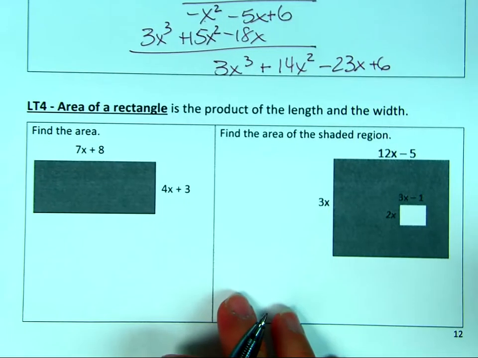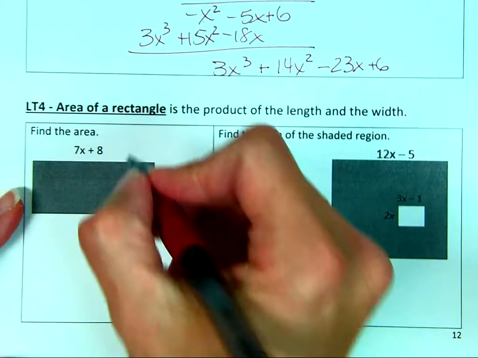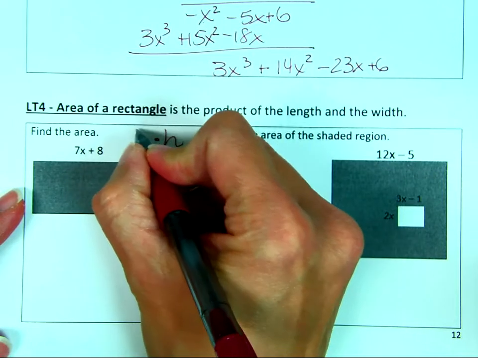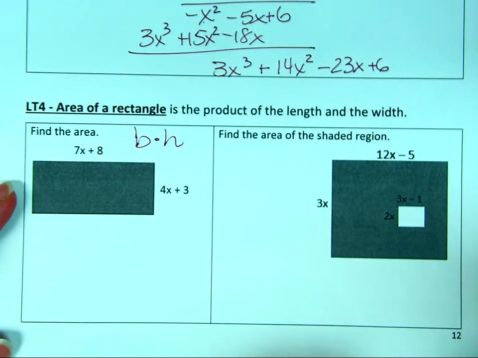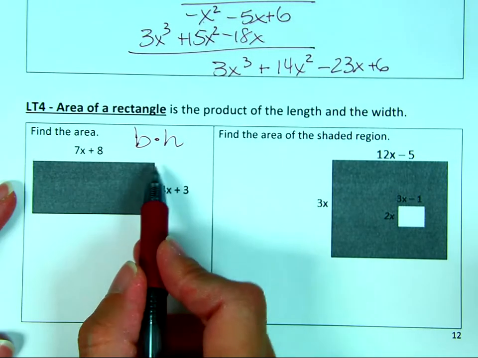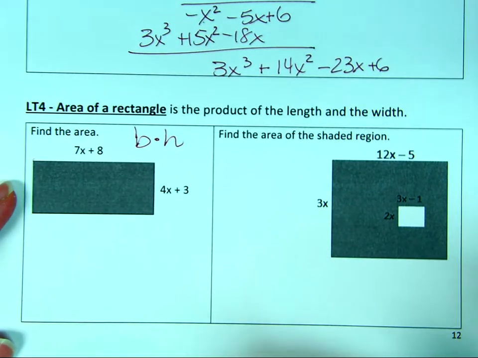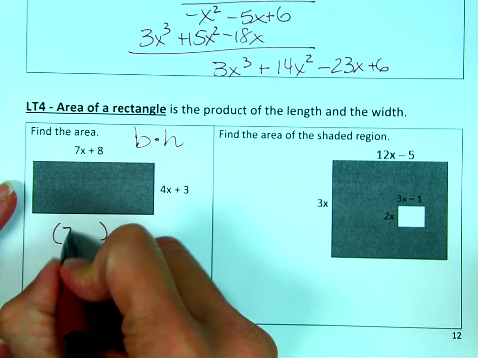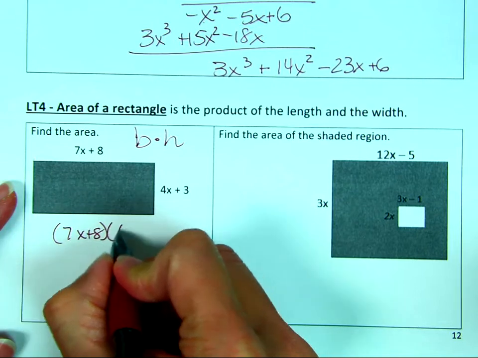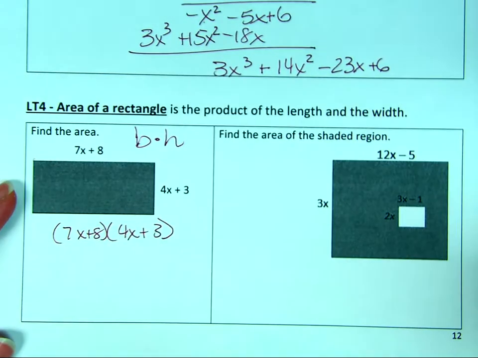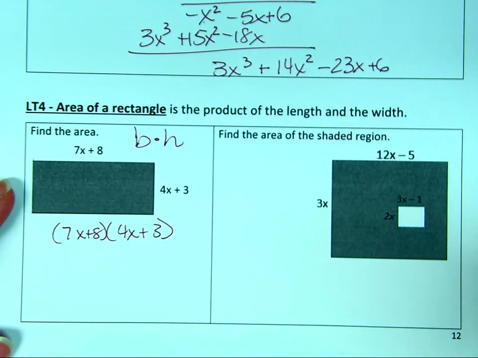What if you're asked to find the area? So let's just remember that the area of a rectangle is base times height, or length times width. This is the length, this is the width, or this is the height, the base and the height. Either way you want to think about it, but I'm multiplying. So I'm multiplying 7x plus 8 times 4x plus 3. So here we go, we're multiplying two binomials together. Okay, well remember how to do that.